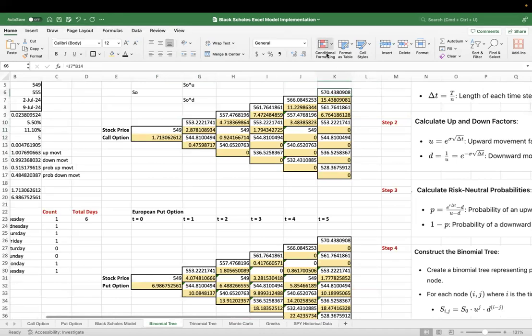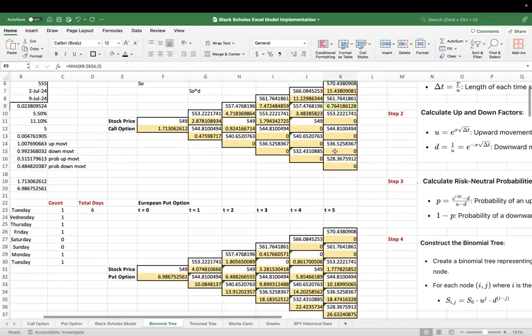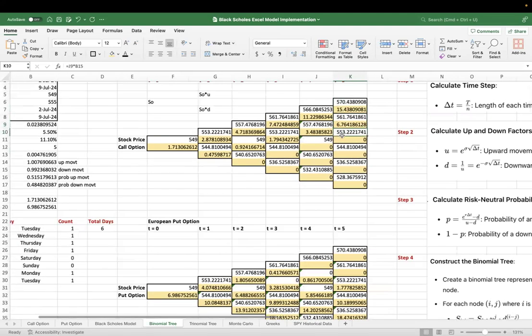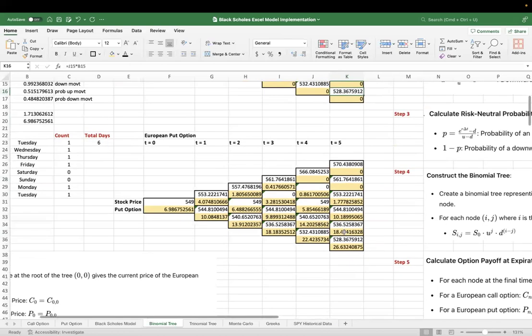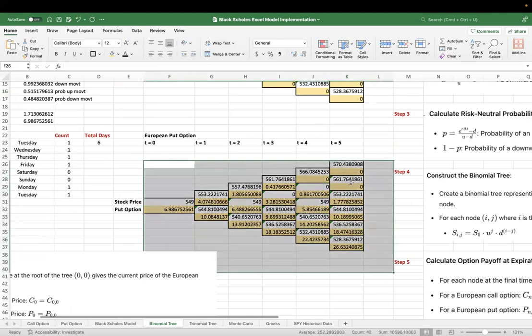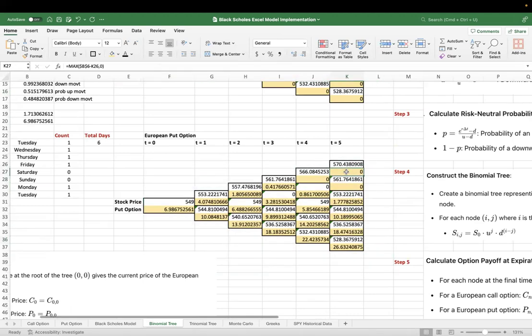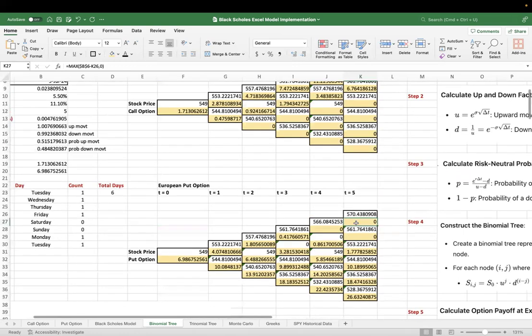If you see here also, the stock prices will be the same. It won't change, right? 570 here, 570 here, 561, 553, similarly 561, 553, 528, 528. So there will be no changes in the stock price. What will change? Only the formula at the maturity will change, because it is a put option. So we'll take maximum of K minus ST, comma 0.